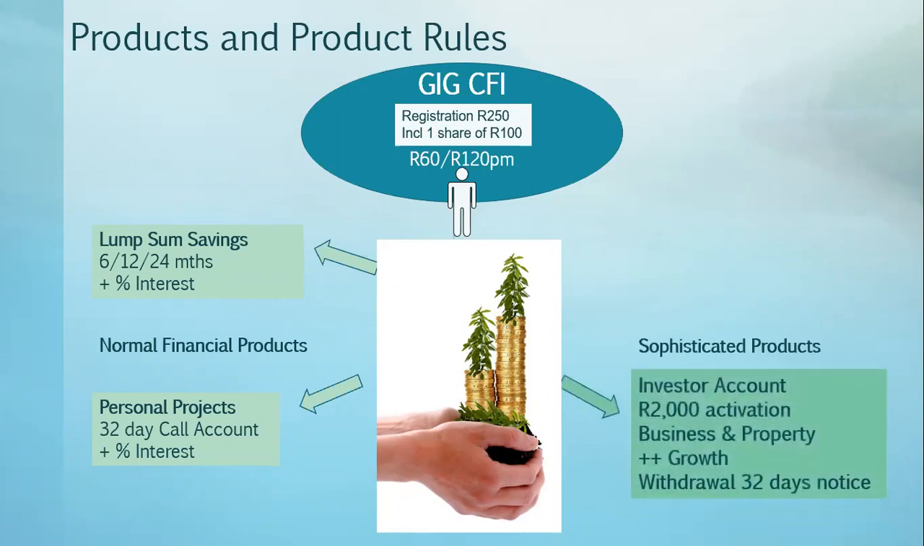Then we have what I call sophisticated products. One of the products is a product that we created last year called the investor account. For a long time, we struggled to get our investor club going, until we created this product. Now, it works like a 32-day call account, but we give it a separate name. So it's your investor account, it's under your control. Nobody can make decisions where to invest the money.